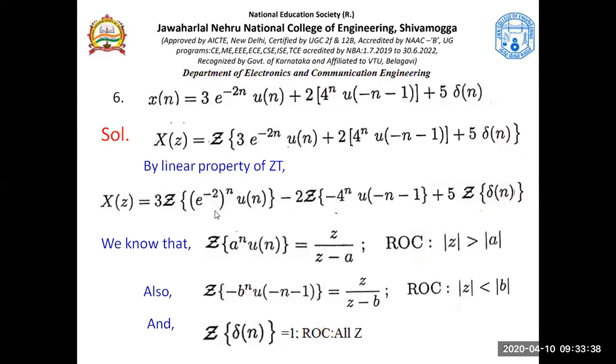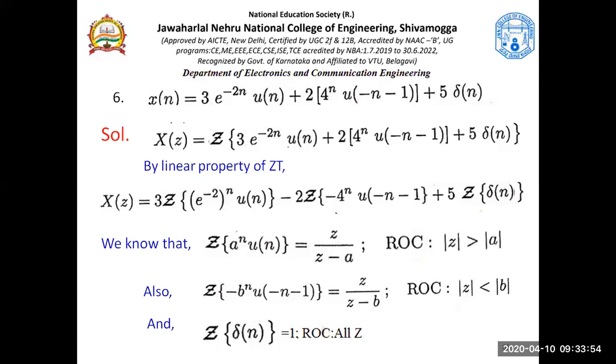It is Z by Z minus e power minus 2. Here the Z transform of this is Z by Z minus 4. And the Z transform of this is 1. So keeping all that, we can write it like this.